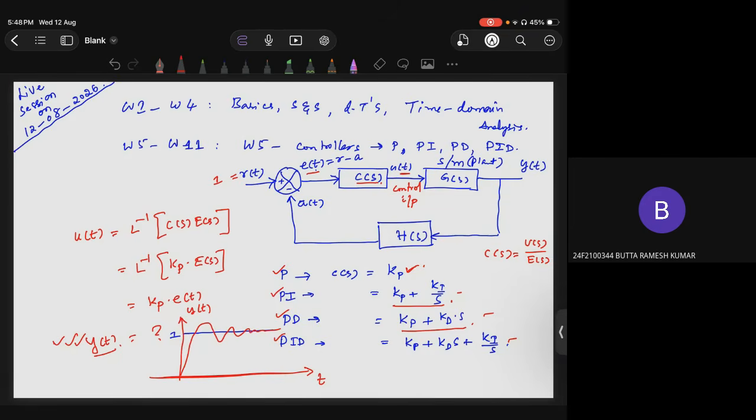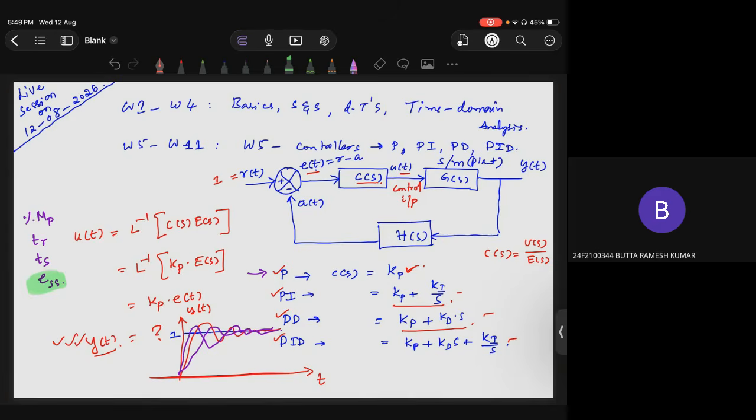In each case, once we find y of t, you'll get forms like this, different waveforms, correct? So in each case, we will check what happened to the parameters: percentage overshoot, rise time, settling time, steady state error, etc. What are the parameters that we learned up to fourth week? First we will find that the proportional controller will do maximum job, but the steady state error would exist. Clear?